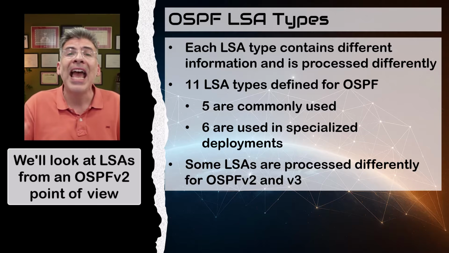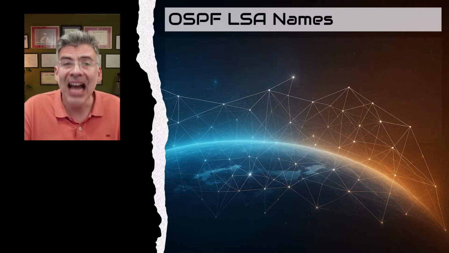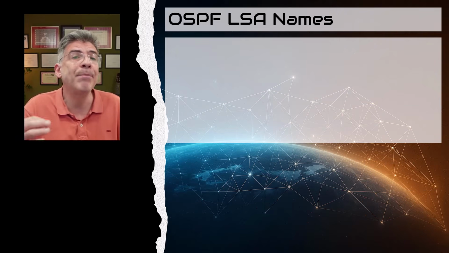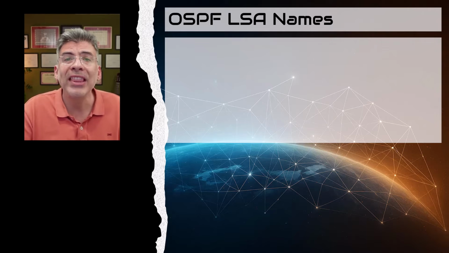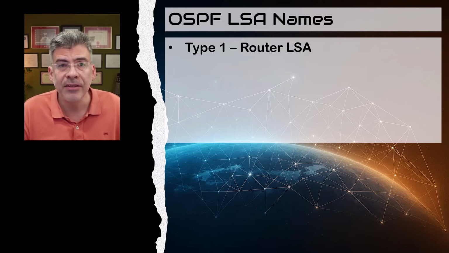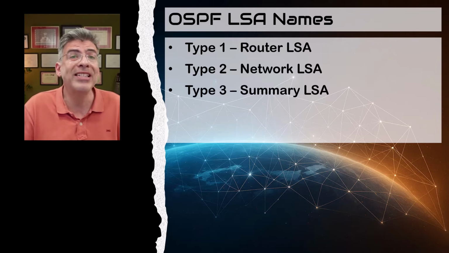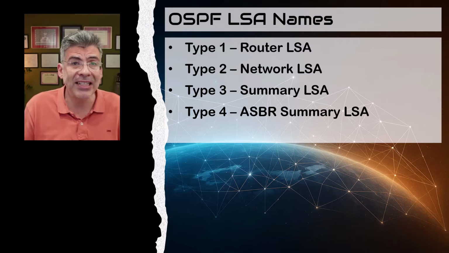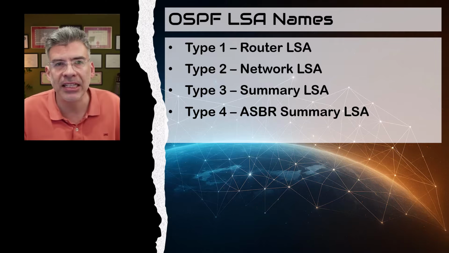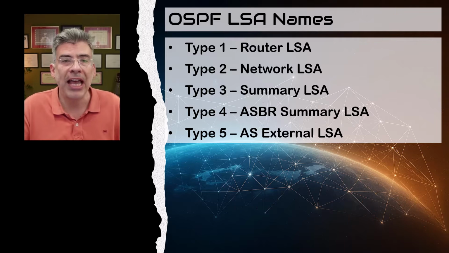Let's take a closer look at these 5 most common LSA types. Now, LSA types can be referred to by their type number or by their name. The 5 most commonly used LSAs with their type numbers as well as their official names are the following. We have a Type 1 LSA, or router LSAs, Type 2 LSAs, or network LSAs, Type 3 LSAs, or summary LSAs, Type 4 LSAs, or ASBR summary LSAs, and Type 5 LSAs, or AS external LSAs.